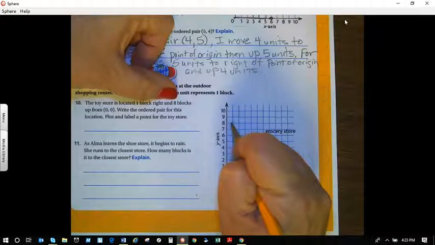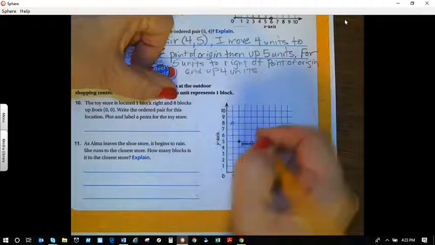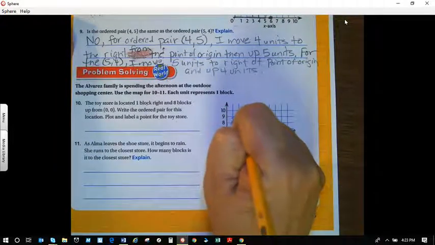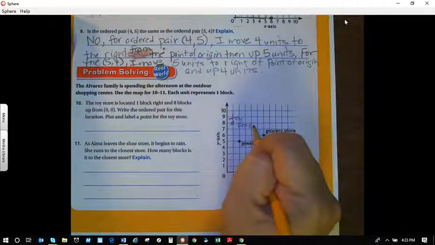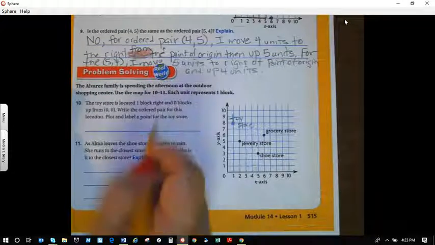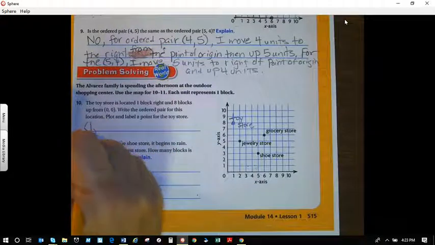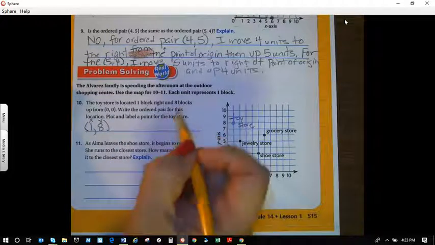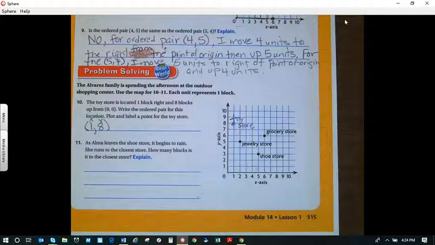So there I am. I went 1 block, 2, 3, 4, 5, 6, 7, 8. And here it is. I'm going to mark this toy store. The order, plot and label the point of the toy store. So my ordered pairs and my coordinates are going to be 1, 8. Again, that's X and Y. And then I marked it here for my toy store. Not Toy Story, toy store.